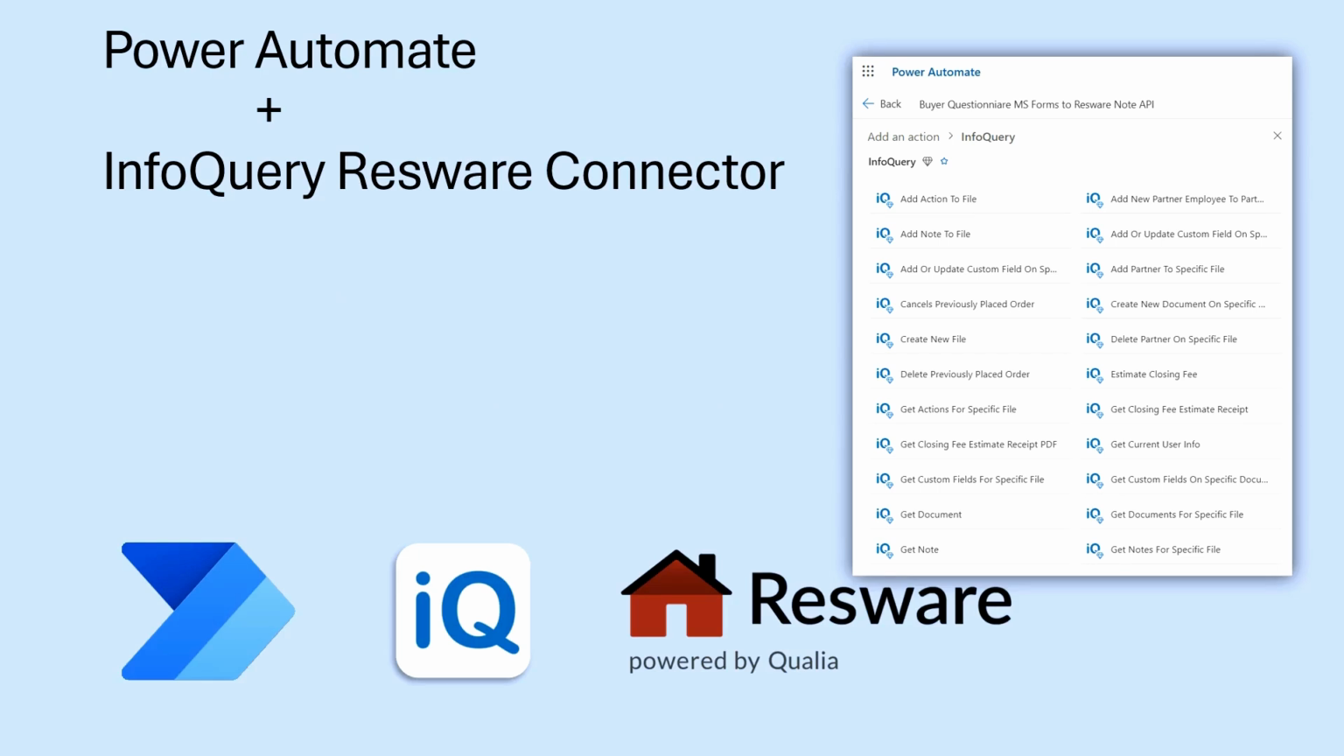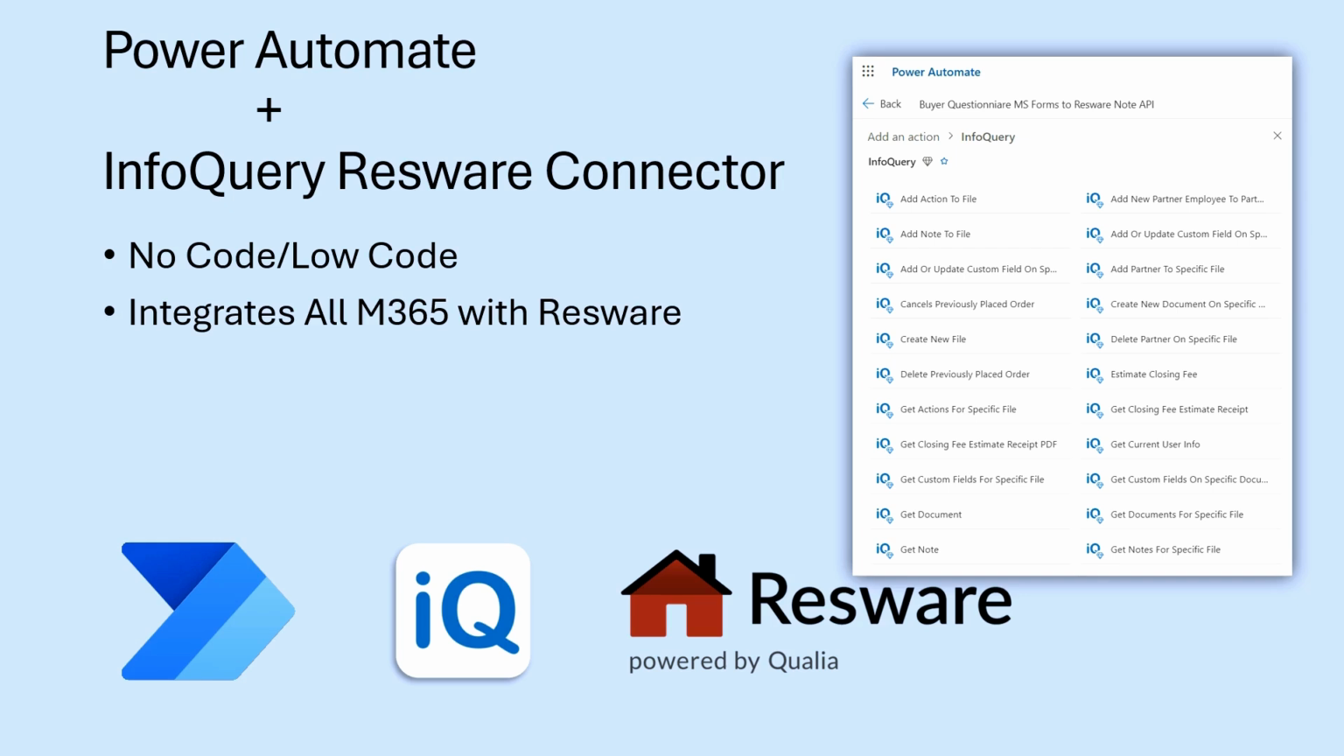Power Automate is also available in the Microsoft 365 suite of apps. It allows users to build no-code and low-code automations. In this example, the automation will be triggered when the form is completed. Microsoft Forms will automatically collect responses in an Excel spreadsheet, but we really need the response data to be in Resware in the file where it belongs. For that, we need Power Automate to have a connection to Resware.